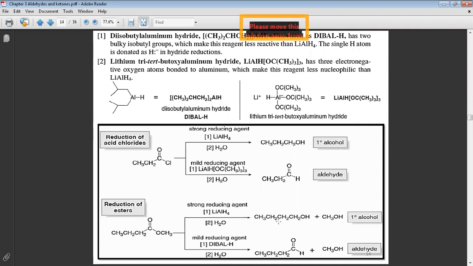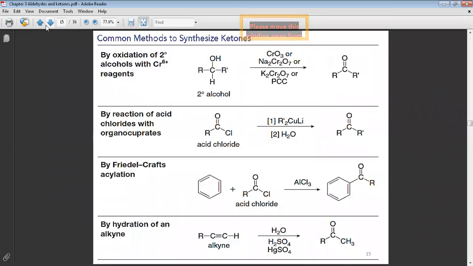Okay, for the ester, look, for the ester we have a side product here. This it will leave the structure as methanol. Okay, this is the side product. But this is the main product, ناتج الرئيسي, وهنا عندنا ناتج جانبي. This is about aldehyde. طبعا the same thing for the ketone.